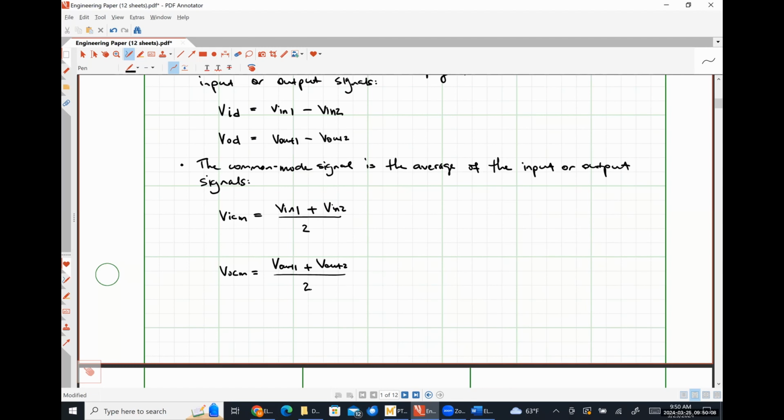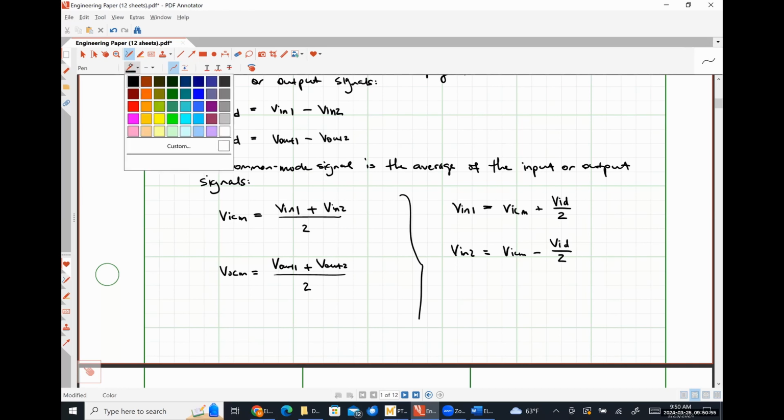And so what we can do is actually rearrange all four of these relationships, and what we could find is that VN1 can be decomposed into a common mode signal and a differential mode signal, where we would have VICM plus half of VID, and our input signal VN2 could be decomposed as VICM minus half VID.